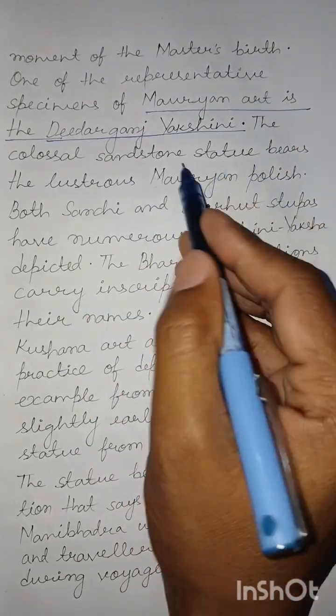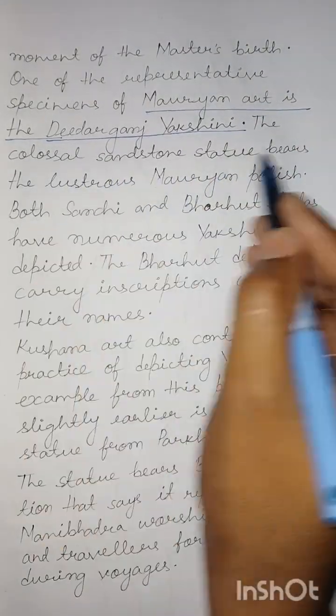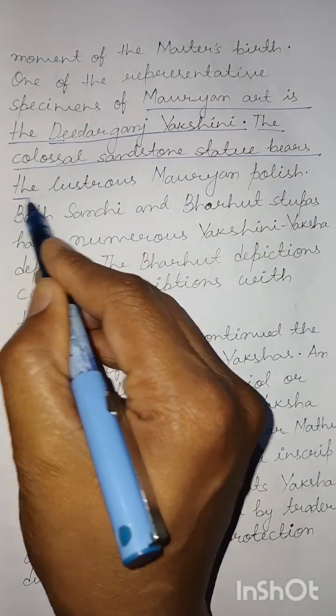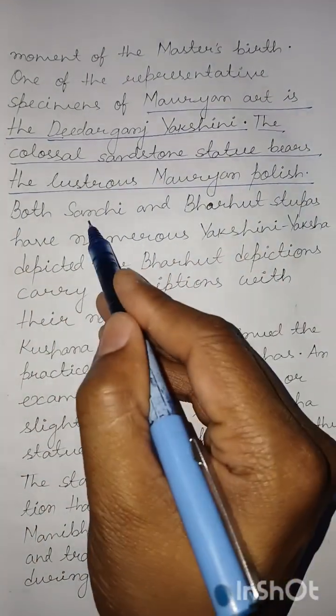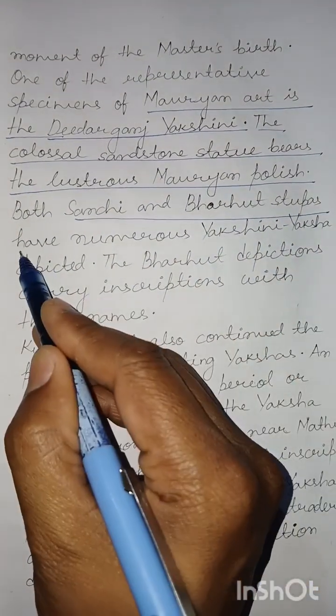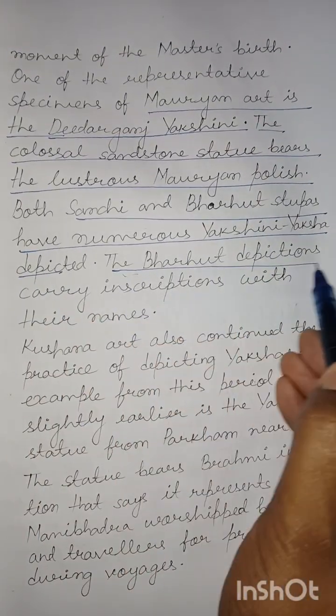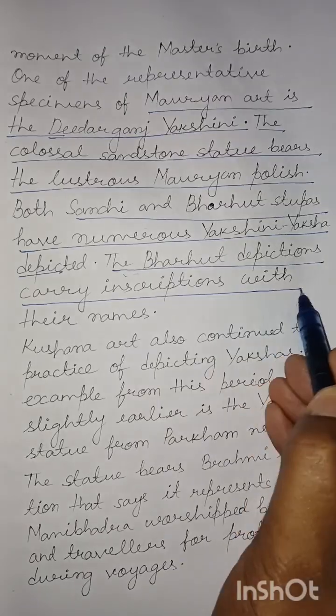The colossal sandstone statue bears the lustrous or glossy Mauryan polish. Both Sachi and Bharhut stupas have numerous Yakshini and Yaksha depicted. The Bharhut depictions carry inscriptions with their names.